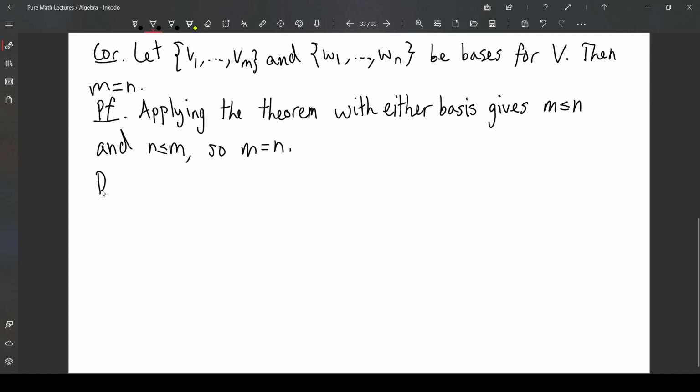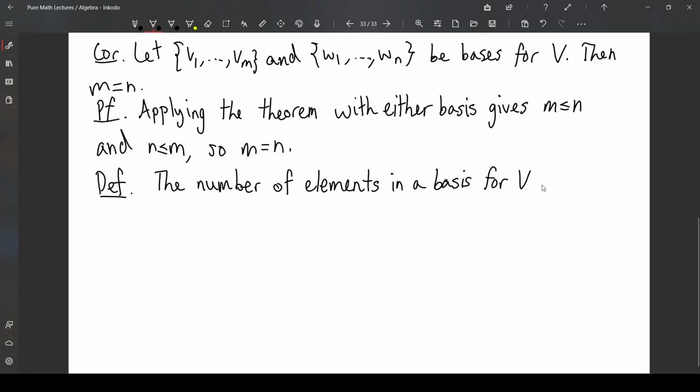And so this allows us to define the number of elements in a basis for v is the dimension of v.